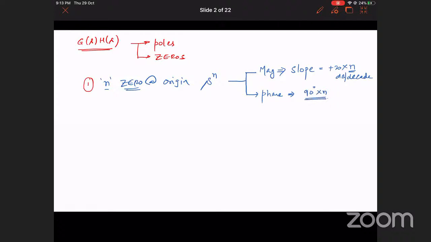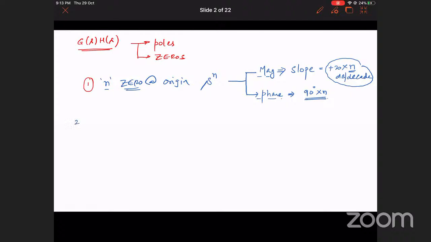So this much phase it is going to contribute, and this much slope it is going to contribute in terms of magnitude plot. In terms of phase plot, it is going to contribute 90 degree times n. I hope you are getting that, okay?